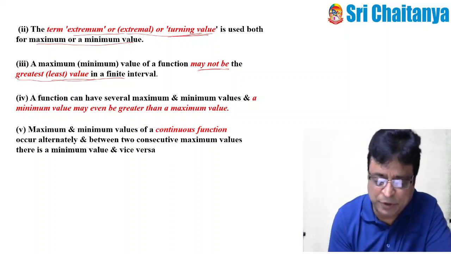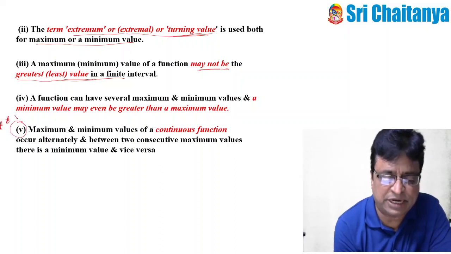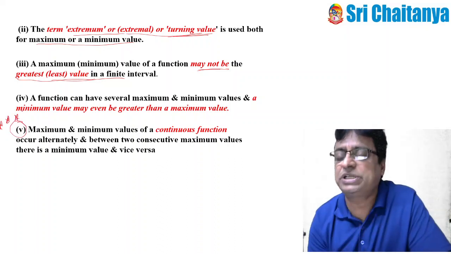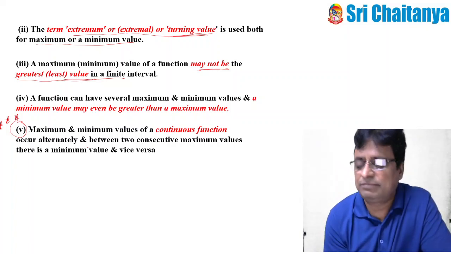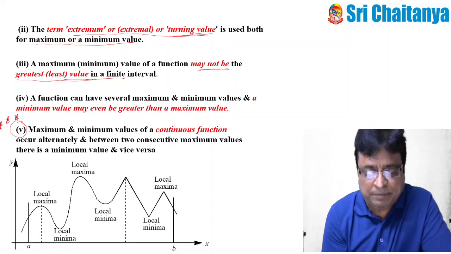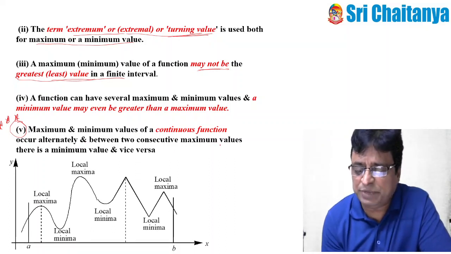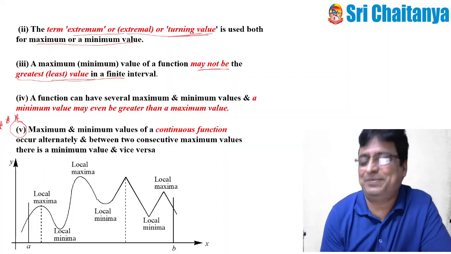Okay, and another beautiful point, this is a very, very important point. Based on that, we can expect very good questions also in calculus. For a continuous function, already we have observed this graph, between two consecutive minimum there exists a maximum. Between two consecutive maximums there exists a minimum.